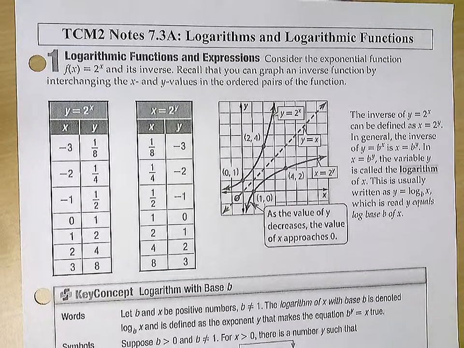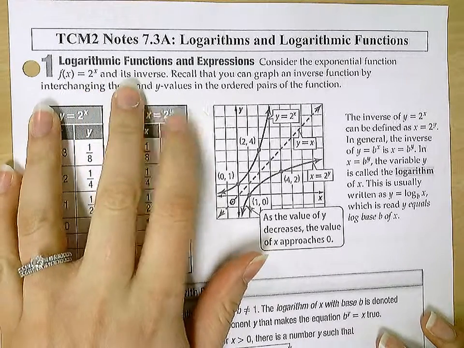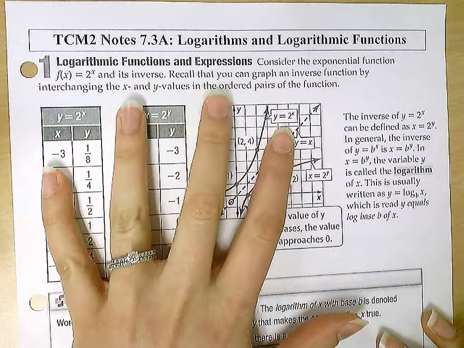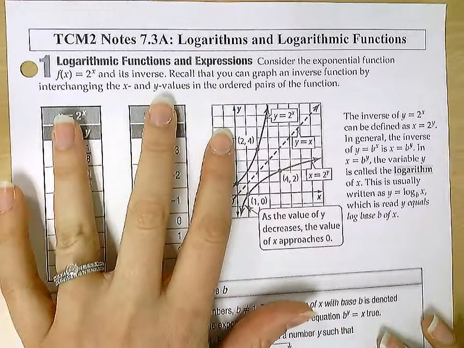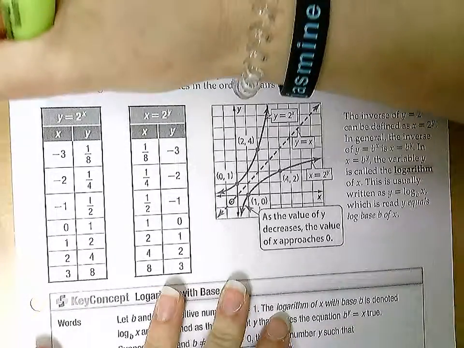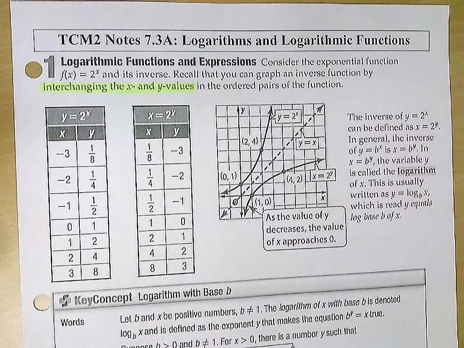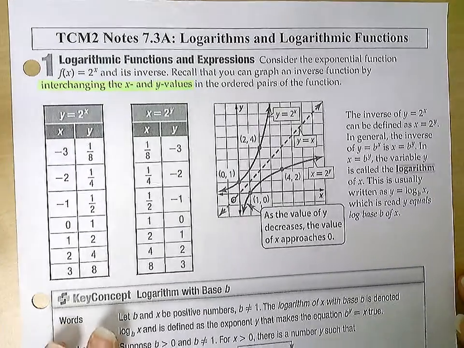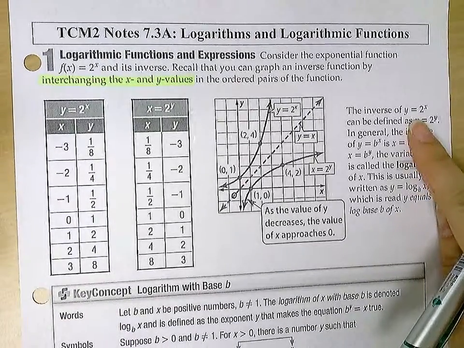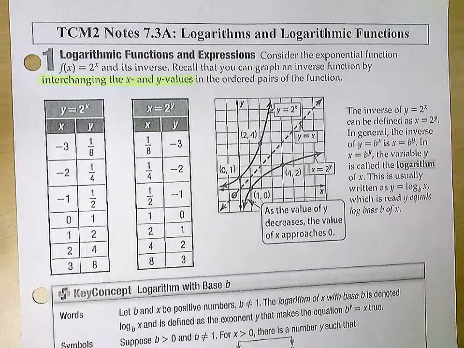So consider the exponential function f of x equals 2 to the x power and its inverse. Recall that you can graph an inverse function by interchanging x and y values. Remember, we can interchange x and y values in the ordered pairs of a function to get its inverse. So the inverse of y equals 2 to the x can be defined as x equals 2 to the y. So you switch x and y around.